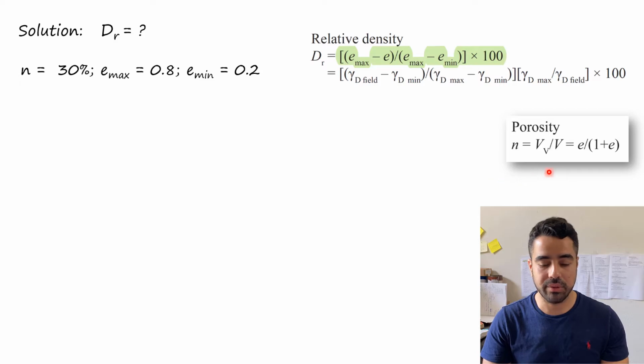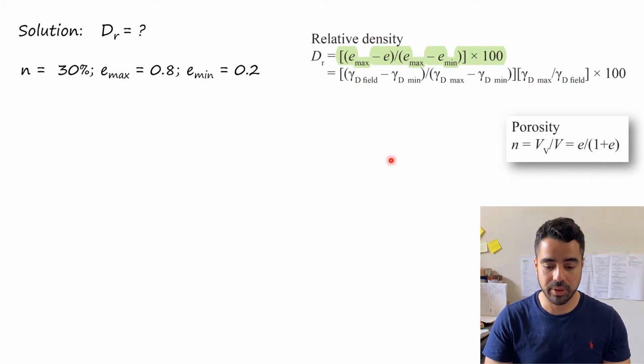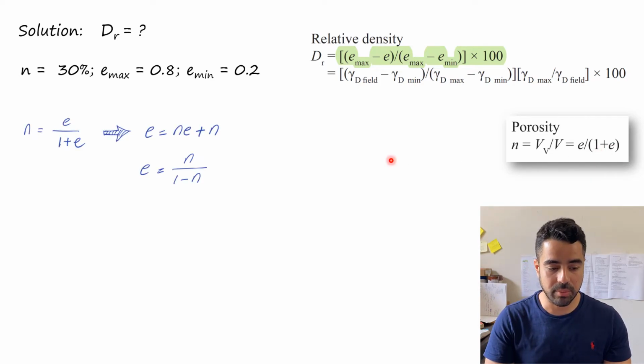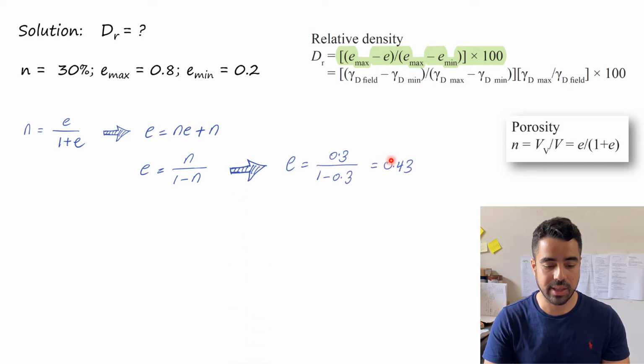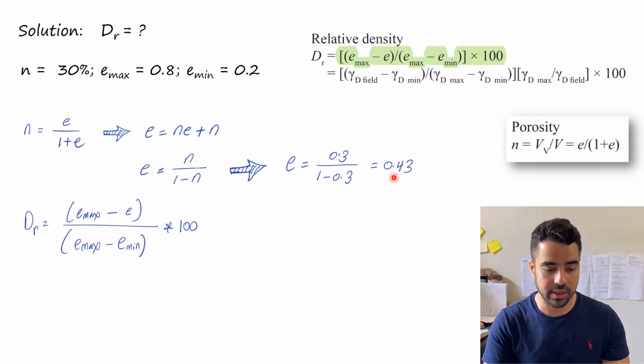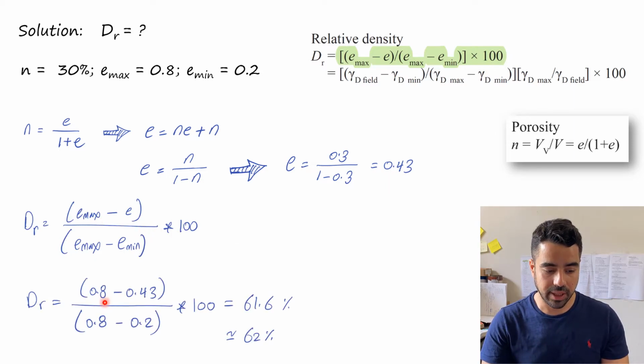Go back to your reference manual, we're going to see the porosity has the equation e over 1 plus e. That's what we're going to be using. So we do a little bit of math. Since we know the porosity, we can find e. In this case, we end up having an e of 0.43. So now everything we need is available. E maximum 0.8, e we just found 0.43, e minimum 0.2, and that's going to give us 62%.